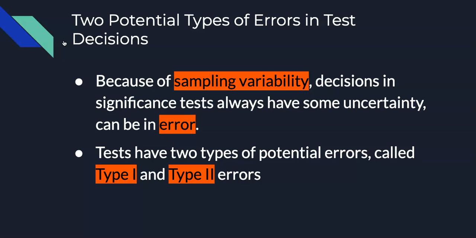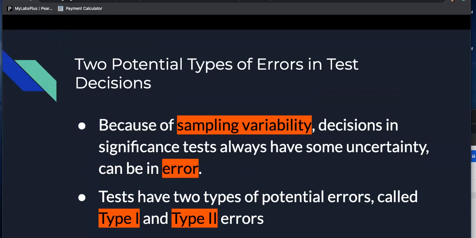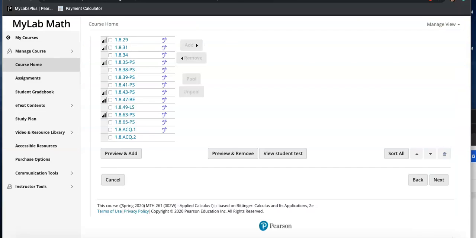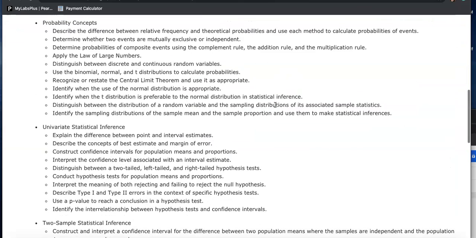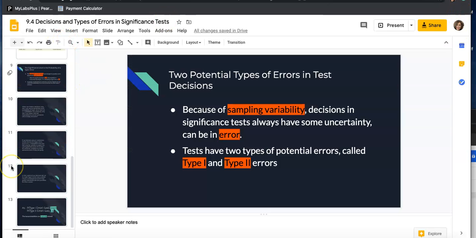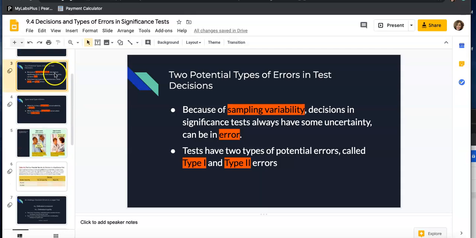They don't really have fancy names. Tests have two types of potential errors. The first one is just called type 1 error, and the second one is type 2 error. As listed in our course objective, what I need to do today is describe what type 1 and type 2 errors are in the context of a specific hypothesis test. I'll give you some examples, and hopefully I get to look at those examples in context.